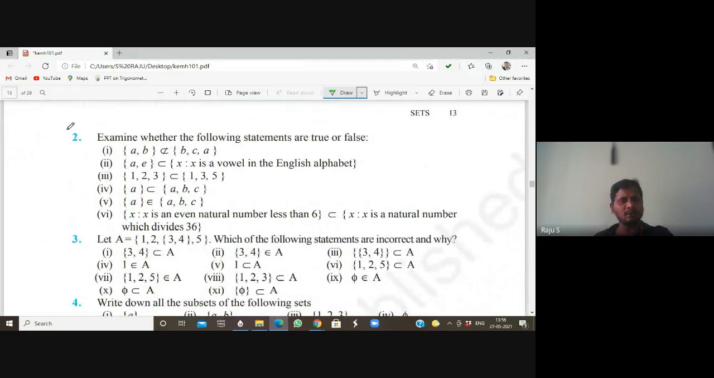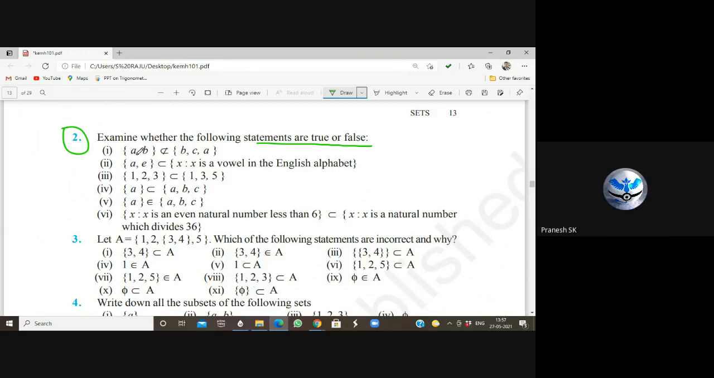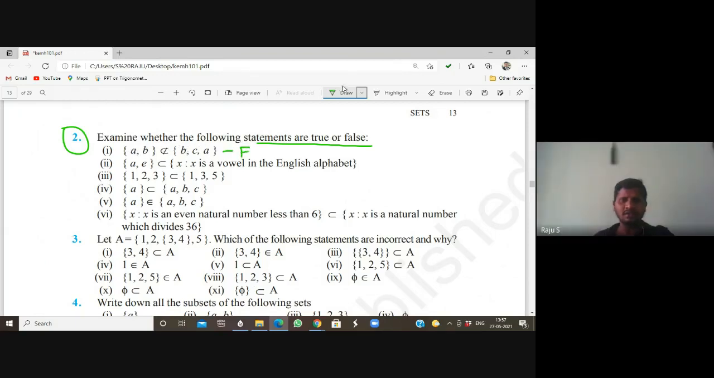Okay, first question completed. Now coming to the second question. Examine whether the following statements are true or false. Clearly they're given. We can say whether it is true or not by observing that. Yeah, Sir, first one false. Are you sure?